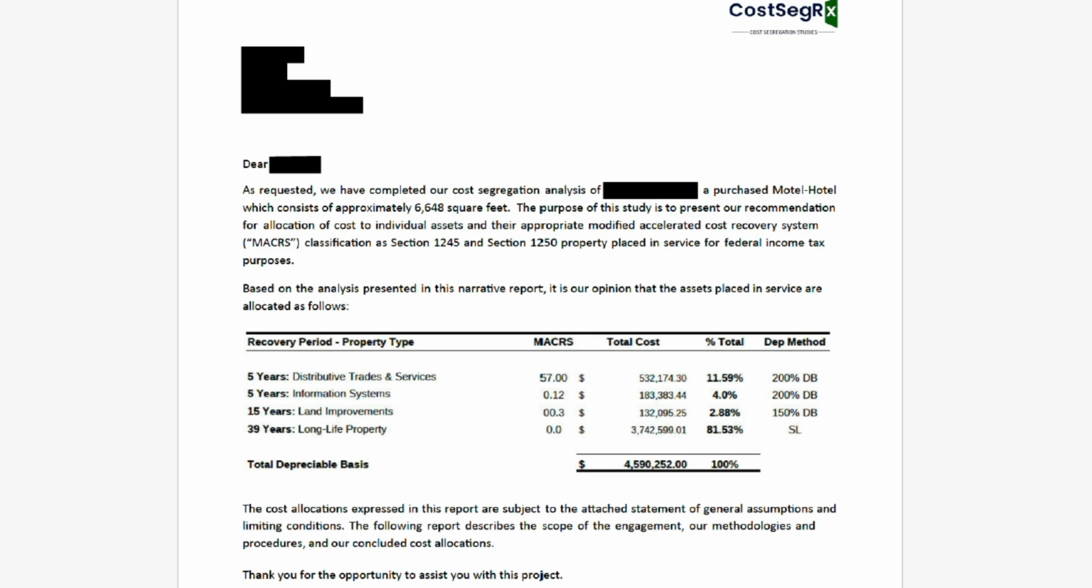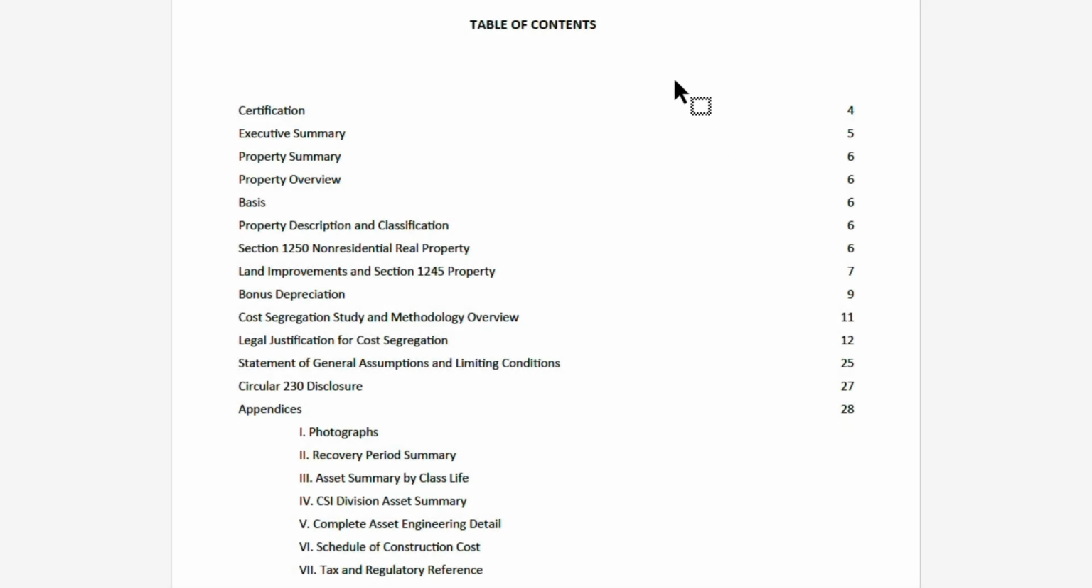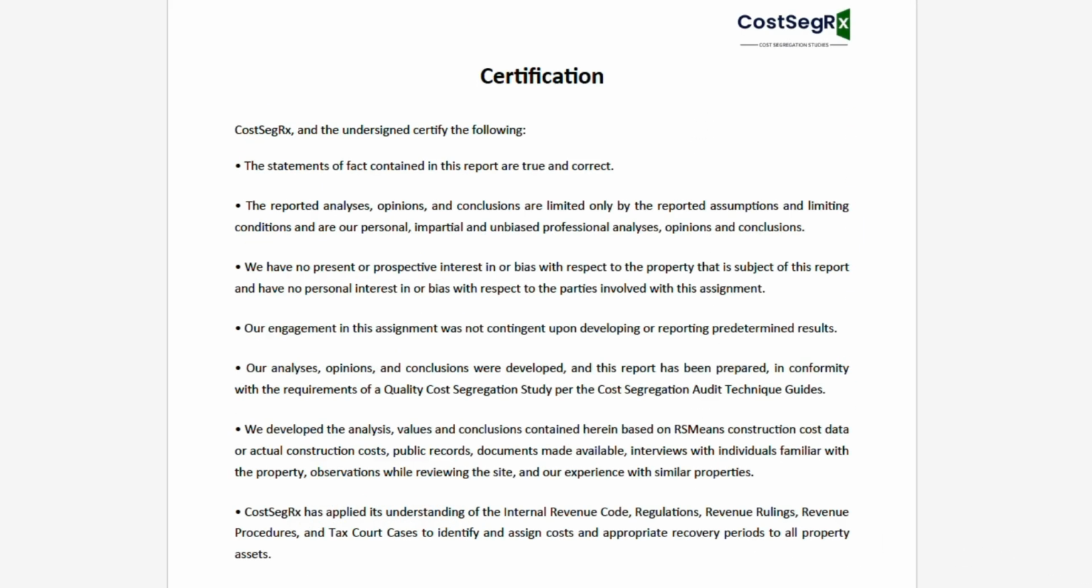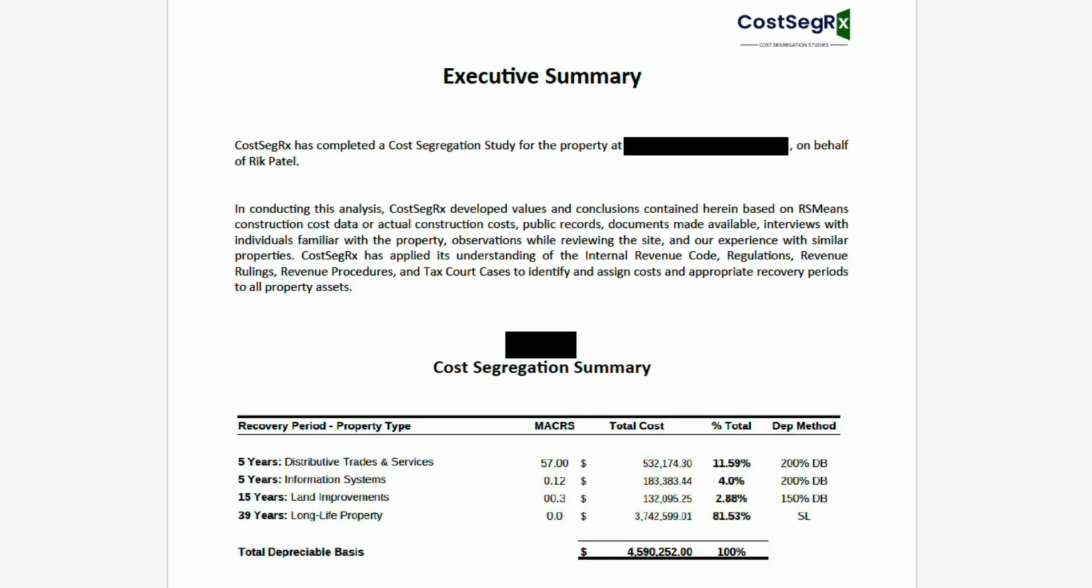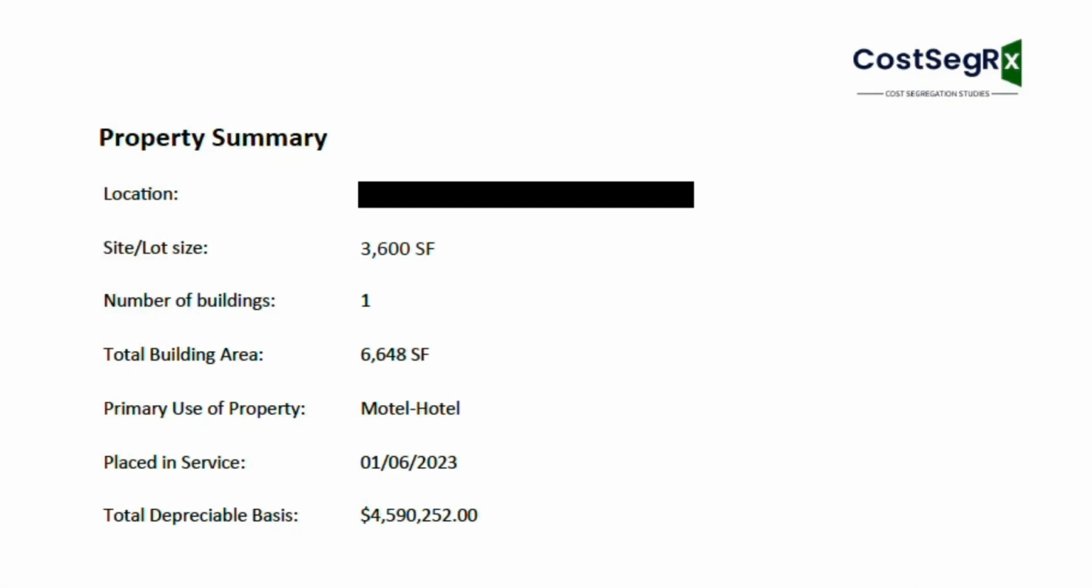You're going to have a transmittal letter that is going to have the different asset classes broken out with their percentages and then the total basis for cost segregation. You're going to have the table of contents, which lays out all of the different sections of the cost segregation study. You're going to have the certification of the cost segregation study, and then an executive summary that restates the asset allocations. Your property summary is going to describe the location of the property.